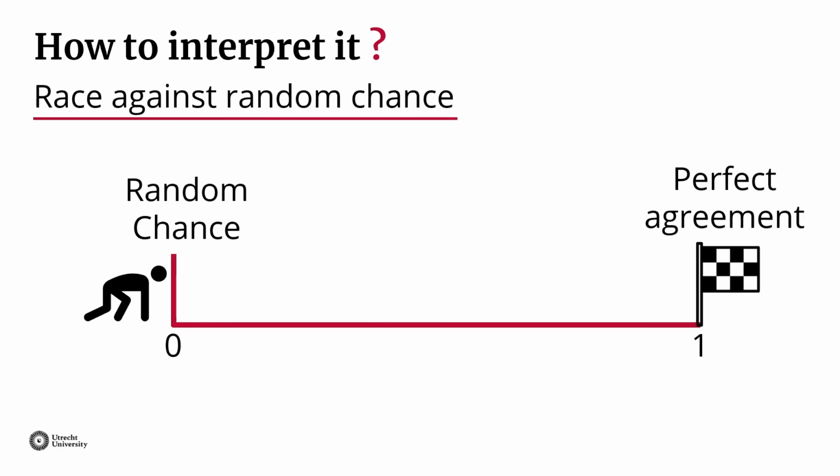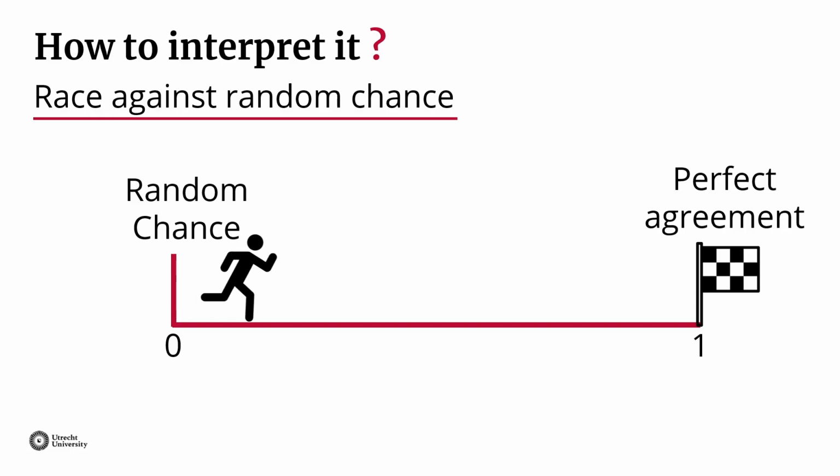Well, imagine you are running a race, not against a person, but against random chance. Random chance always gets a kickstart. Why? Because even if multiple raters are just guessing, like rolling a dice to classify subjects, they will still agree some of the time just by luck. The kappa statistic tells you how far you ran beyond that lucky agreement compared to how far you could have gone if your raters agreed perfectly.